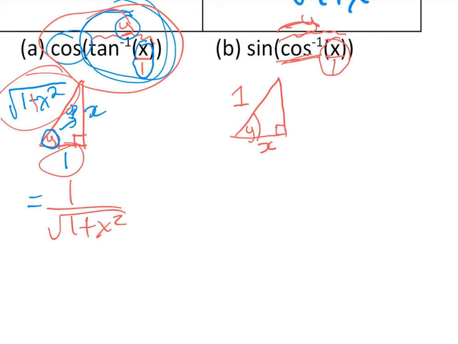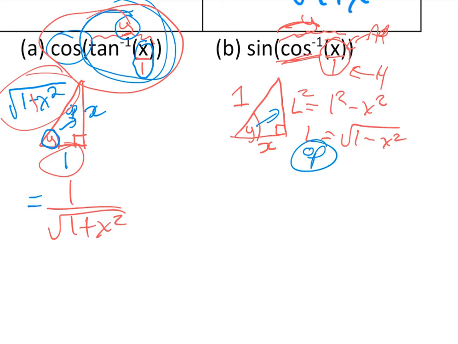So cos inverse x over 1 means that the adjacent is x, the hypotenuse is 1. So now, again, I use Pythagorean theorem to get this side, which I can call L, and L squared would equal 1 squared minus x squared, or L would equal the square root of 1 minus x squared. We also know that that is the opposite side, okay?